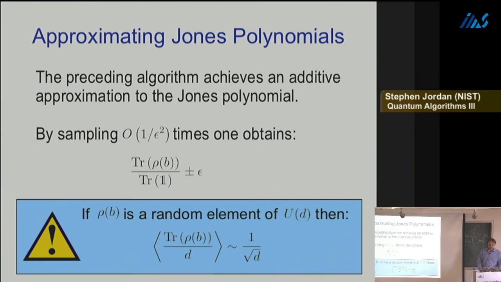And the next question to ask is, is this interesting? Is this non-trivial? So what you can see is, because of the sampling errors, you run this process n times, and you're going to know this normalized trace to within plus or minus 1 over root n, just by usual sampling behavior. So what we're getting is an additive approximation to the Jones polynomial.